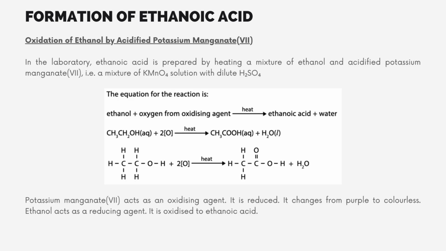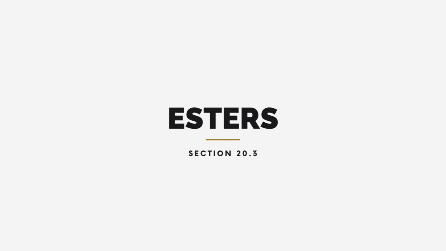The second method is what we used in the laboratory. Ethanol is heated with acidified potassium manganate to form ethanoic acid and water. In this reaction, potassium manganate acts as the oxidizing agent while ethanol acts as the reducing agent. And that's all you need to learn about carboxylic acids. Lastly, we come to the last section on esters.